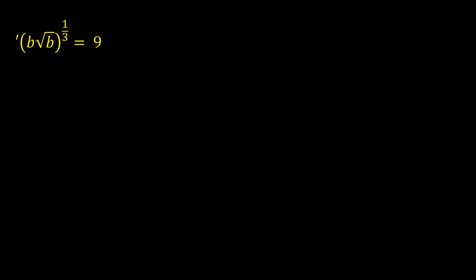First, rewrite the cube root as an exponent of 1/3. Next, rewrite the square root of b as b to the power of 1/2. Inside the parentheses, b to the power of 1 times b to the power of 1/2 simplifies to b to the power of 3/2.